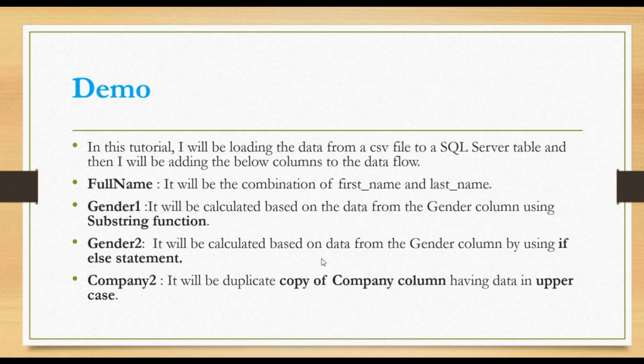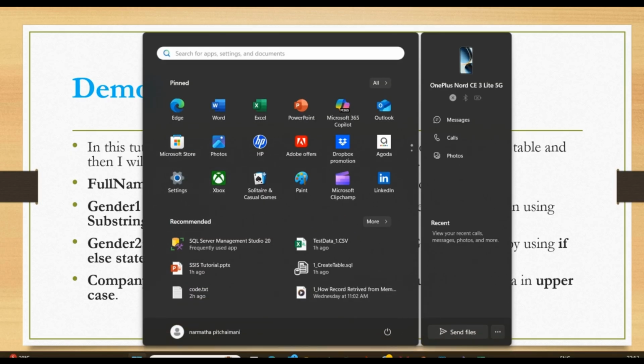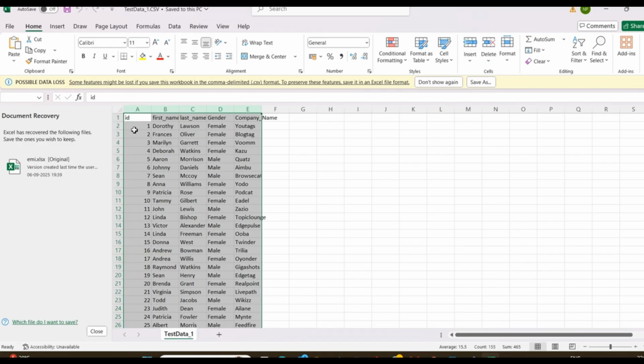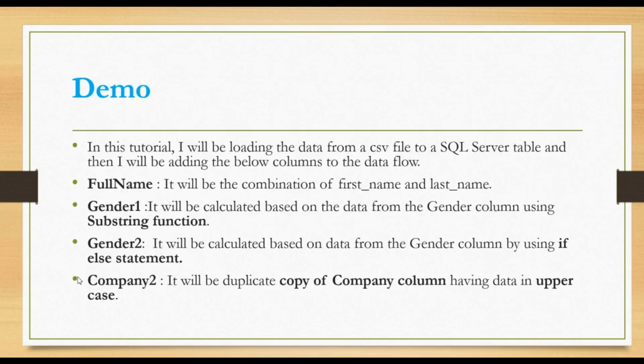For example, I will show you how the CSV file data will look. So here you see ID, first name, last name, gender, company name. These are the columns. We are going to take this CSV file as input, and then we are going to derive these four columns by using the script component.